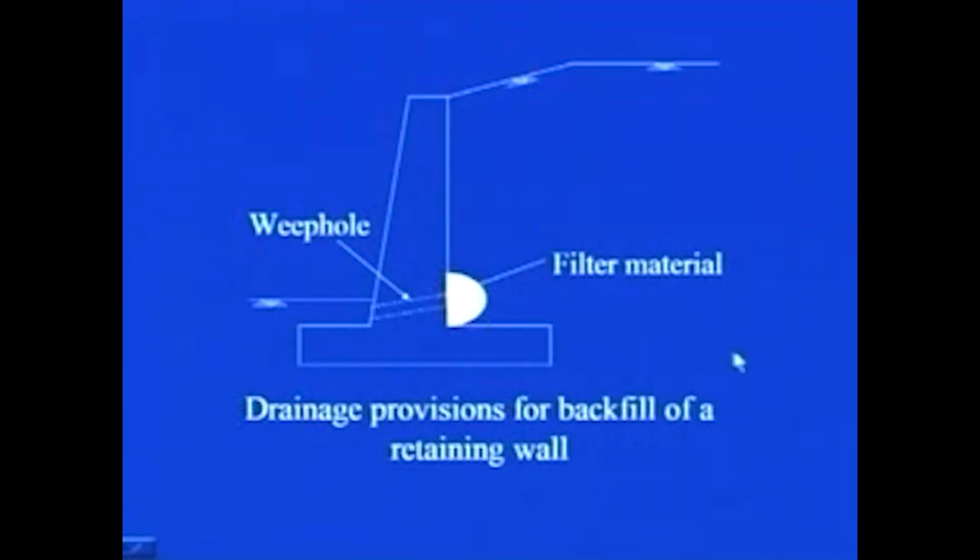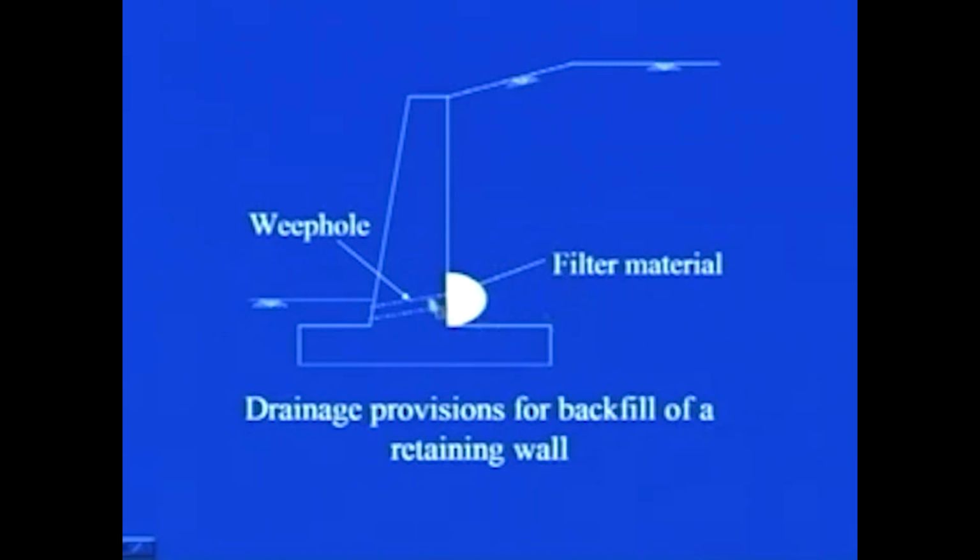So, there are various provisions that we must take into account. We will be discussing them one by one, but here it gives you the pictorial view of how this arrangement is being made. What do you understand by weep hole? Where the filter material is provided. So, you see, filter material is provided towards the backfill side.